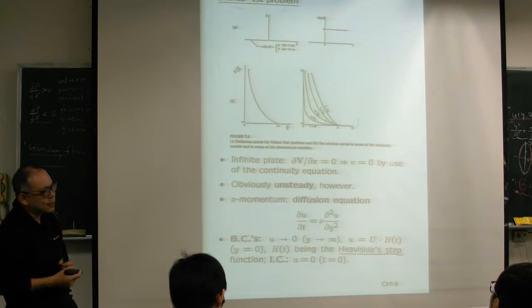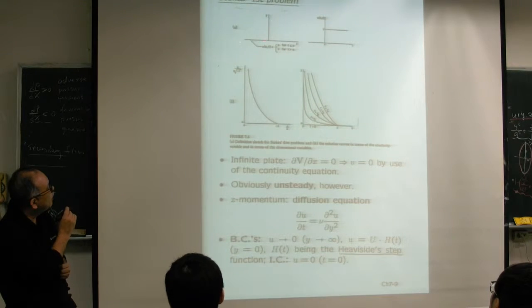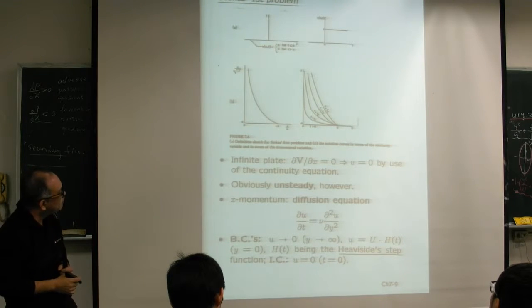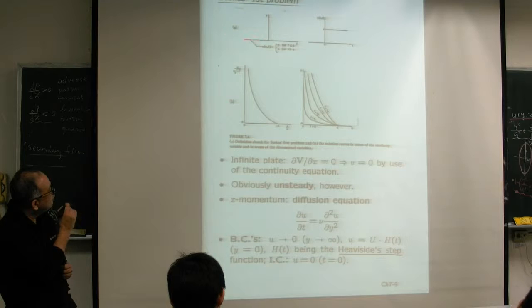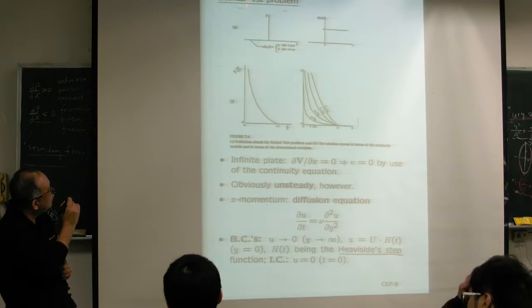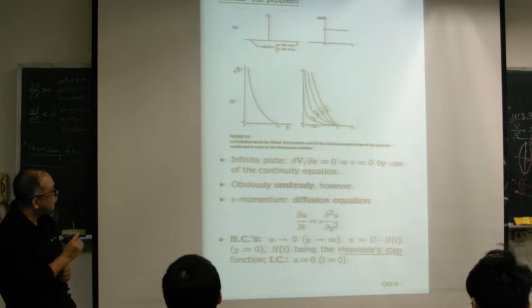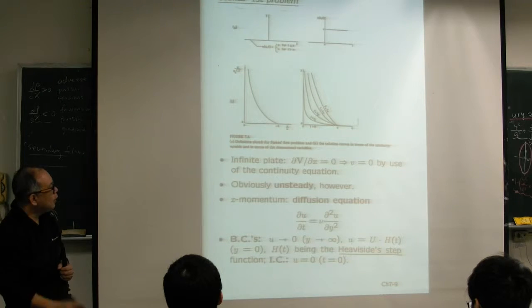This is an unsteady problem, a very typical case, because the wall suddenly moves and our flow will change according to time. Again, since this is an infinite plate, at any x location the velocity profile should be the same. So partial derivative with respect to x should be equal to 0. Any velocity gradient in x should be equal to 0.